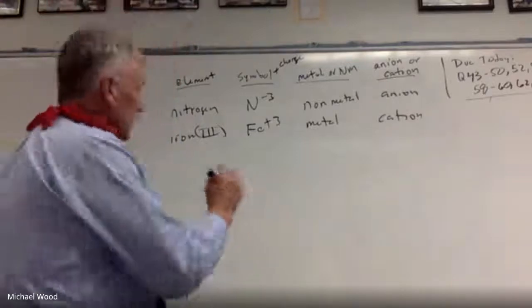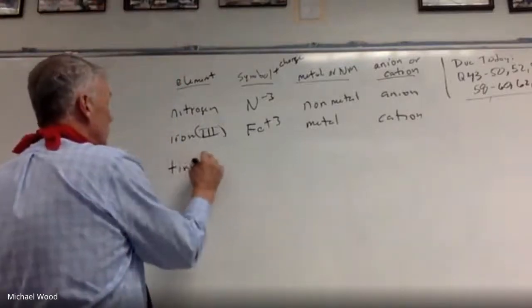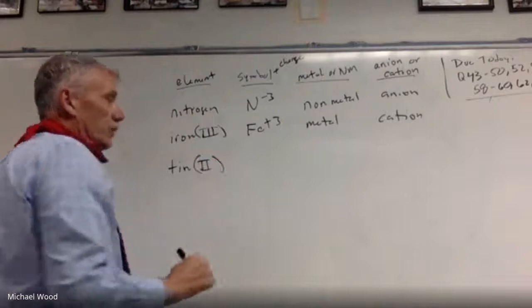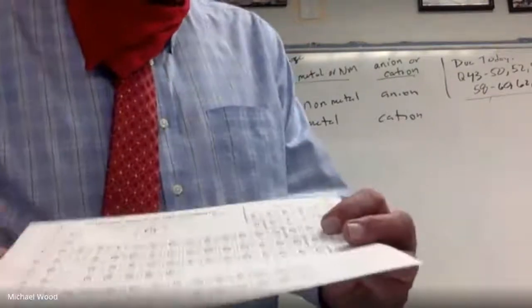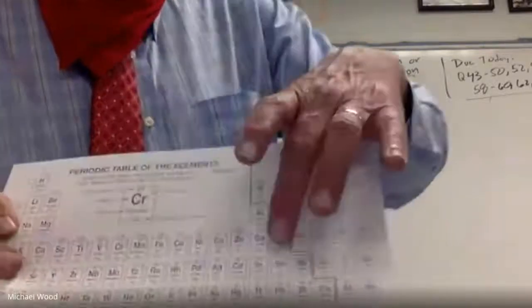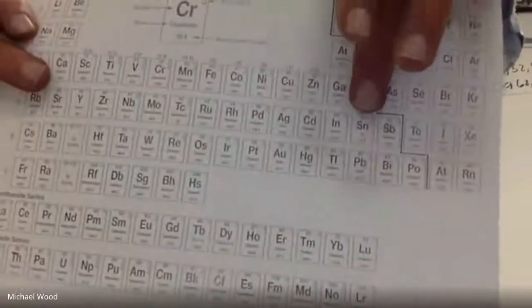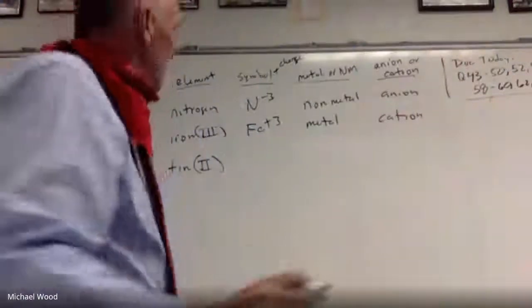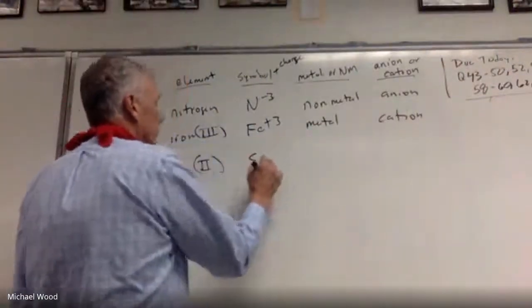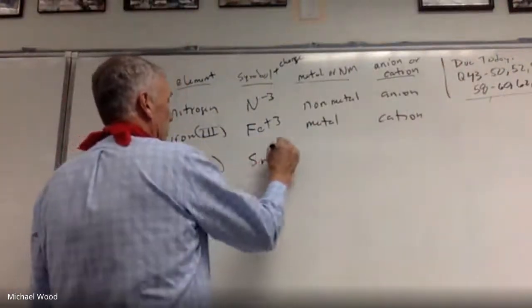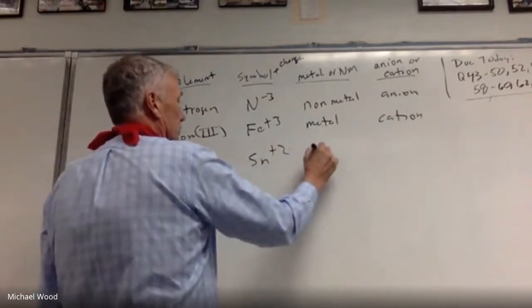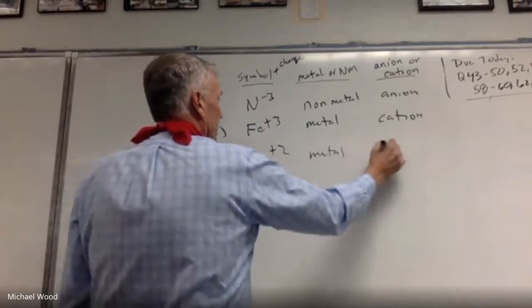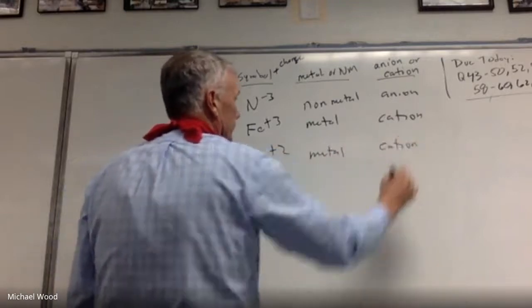So the next one, tin 2. Tin is one of those where the name and the symbol don't align. Tin is way down here. Tin is number 50. So it comes from the Latin name stannus. Again, with the 2, that means its charge is 2. This again is a metal. This again would be a cation.